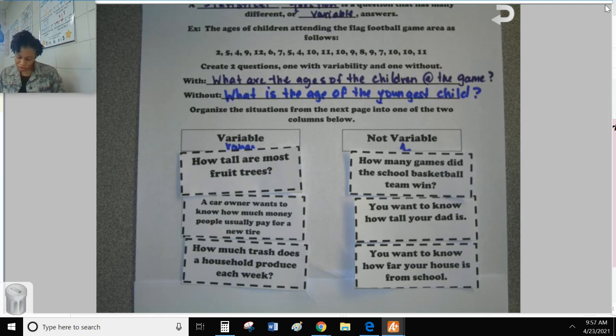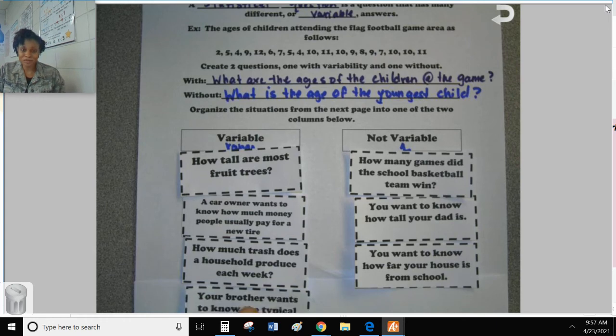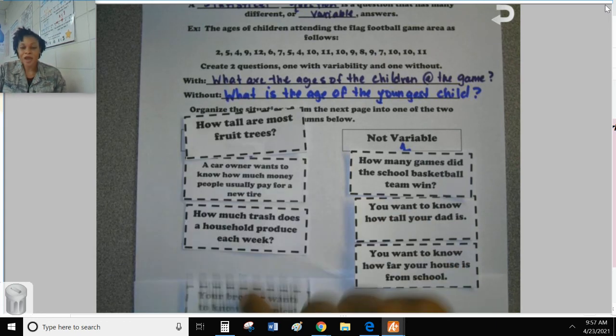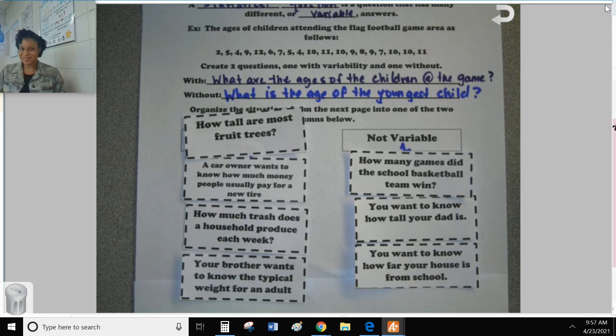Your brother wants to know the typical weight for an adult. Would that be one answer or a range? A range. Me and Mr. Cavazos, totally different weights, but we're both adults. Just kidding. All right, it's a range of answers, not one answer.